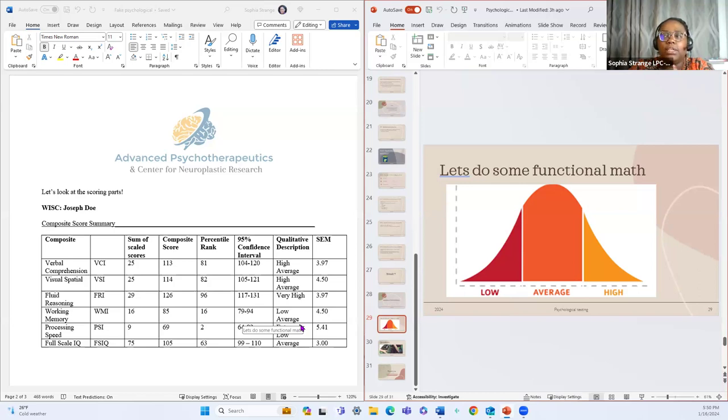A lot of times, it's not a bad idea to have the CASA worker go with the parent to an initial intake, make sure the data is provided, and then make the therapist a little uncomfortable by asking them to look at this assessment. You see these highs and lows. How do we adaptively address this? Like, what do we do?